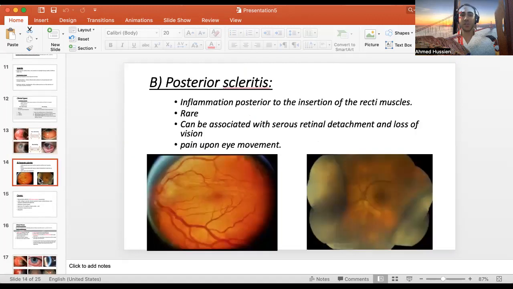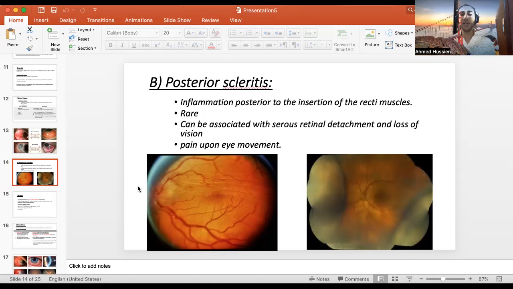So what about the posterior scleritis? Posterior scleritis is the inflammation of the sclera posterior to the recti muscle. So the signs may not be that evident when you examine the anterior surface of the eye. The signs are mainly posterior in the retina. So inflammation posterior to the insertion of recti muscle, which affects the sclera, can lead to serous retinal detachment and what's called choroidal folds. Here there is retinal edema, even optic neuritis, and here also choroidal detachment or retinal detachment.